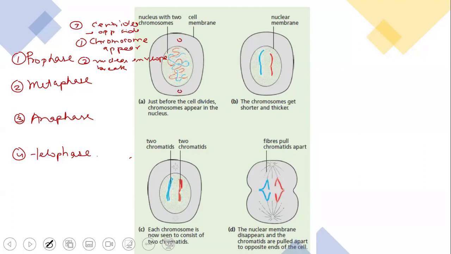All three things are going to be visible in prophase. So you can see exactly what's happening in prophase: just before the cell is going to divide, chromosomes are appearing. See, condensation of the chromosomes, right? And then what is going to happen? The nuclear membrane is going to disappear and the centrioles are going to go to the opposite corners of the cell.